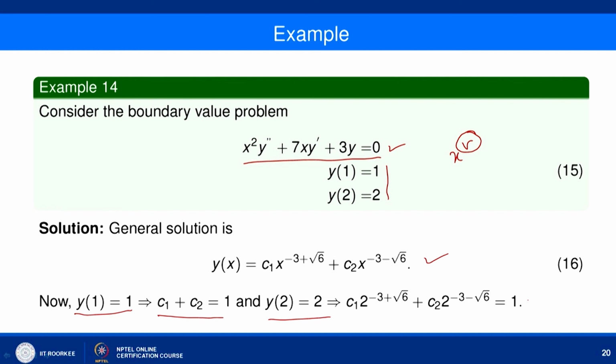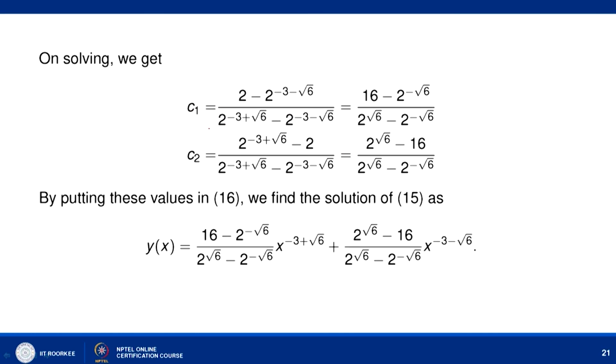Now, let us proceed further. If you use the condition y(1) equal to 1, then c 1 plus c 2 equal to 1, and y(2) equal to 2 means c 1 times 2 to the power minus 3 plus root 6 plus c 2 times 2 to the power minus 3 minus root 6 equal to 2. We want to find the c 1 and c 2 for which it has a solution. So, let us look at the value of c 1.